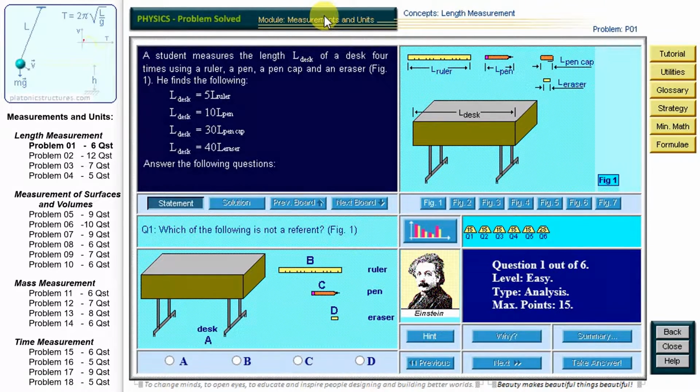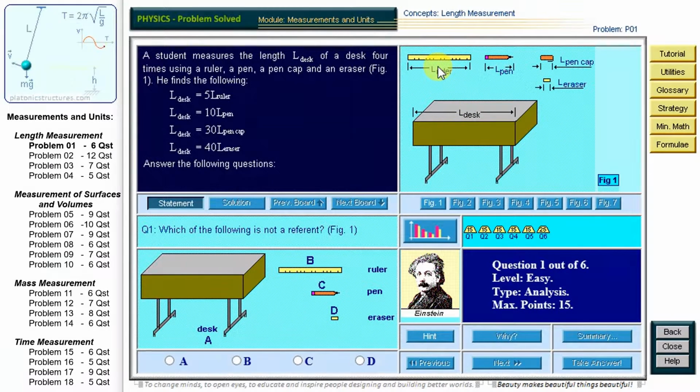Measurements and units. Length measurement. Problem 1. Let us consider the following problem. A student measures the length of the desk 4 times, using a ruler, a pen cap, and an eraser. See Figure 1. He finds out the following.